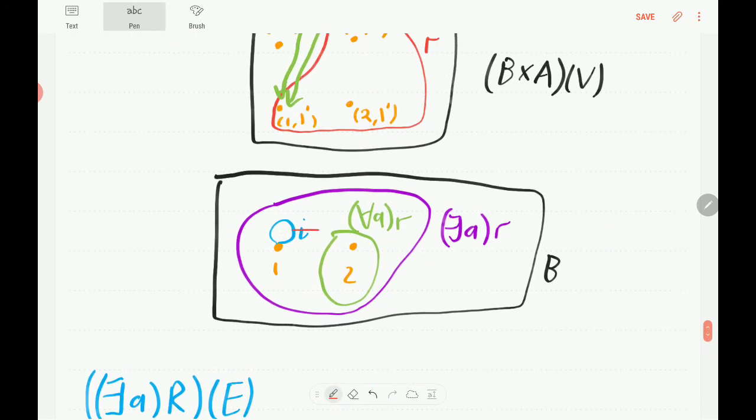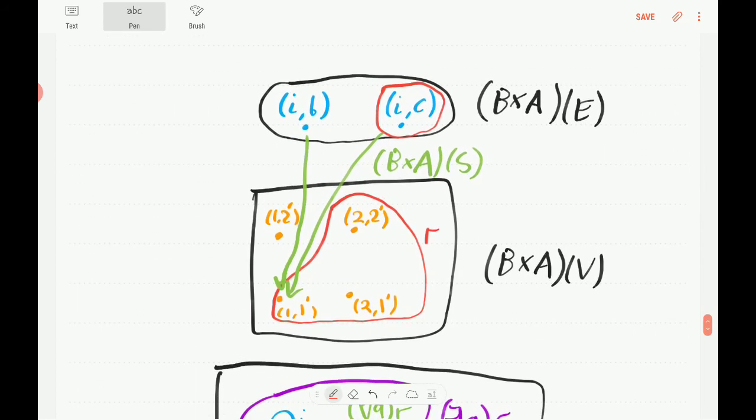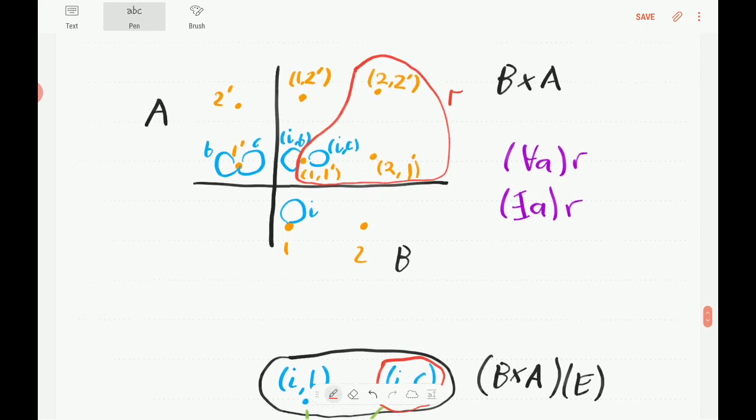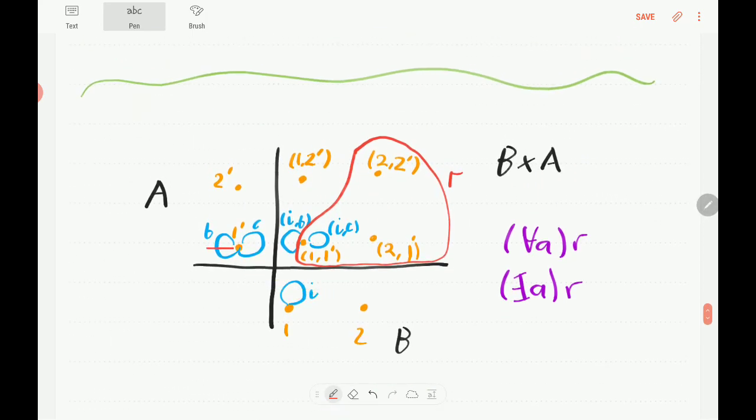And then finally, what about this loop? Well, this loop isn't going to be in for all AR either, because you see there's this loop B that's not in R relation with I. So I is not even in R relation with every loop of A. So it's definitely not in for all AR. So there we have it. We've finished this computation, and hopefully this has shed some light on how we can understand these ideas of for all and there exists in general.